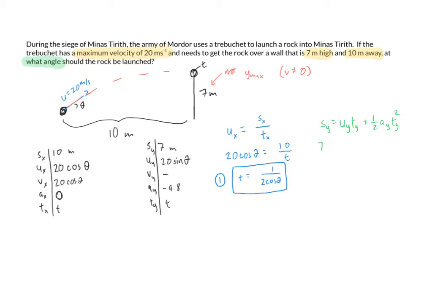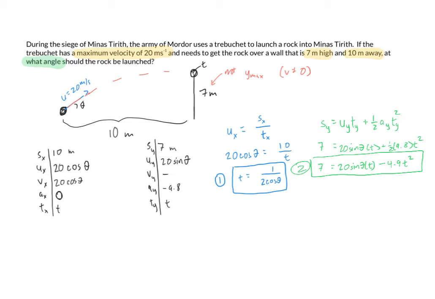So I get that 7 is equal to 20 sine theta times time plus 1/2 times negative 9.8 times my time squared. I'm going to go ahead and do what I can to simplify, giving me 7 equals 20 sine theta times t minus 4.9 t squared. And this will be my second equation. And now I have 2 equations and 2 unknowns.